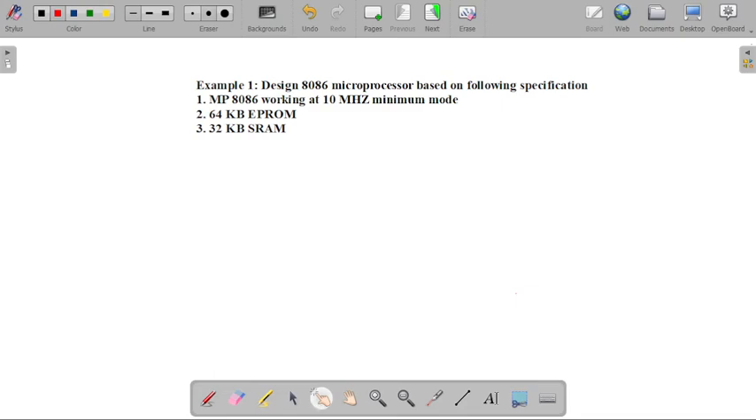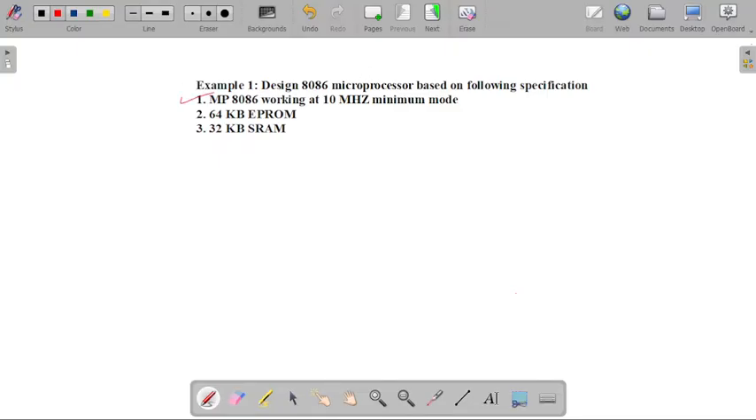In this video, I will explain how to solve this example for RAM and ROM interfacing. So in this example, what is given? Design an 8086 microprocessor-based system with the following configuration or specification.